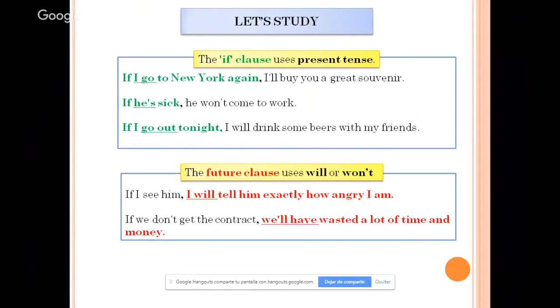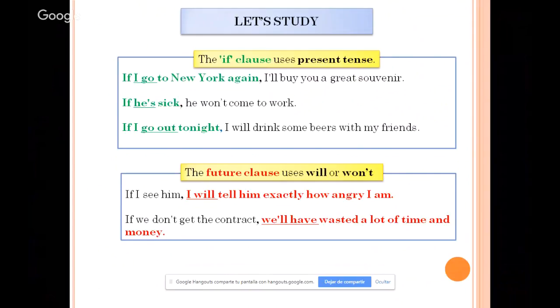The future clause uses will or the negative won't. If I see him, I will tell him exactly how angry I am. If we don't get the contract, we'll have wasted a lot of time and money. So here, both future clauses in red are using will.